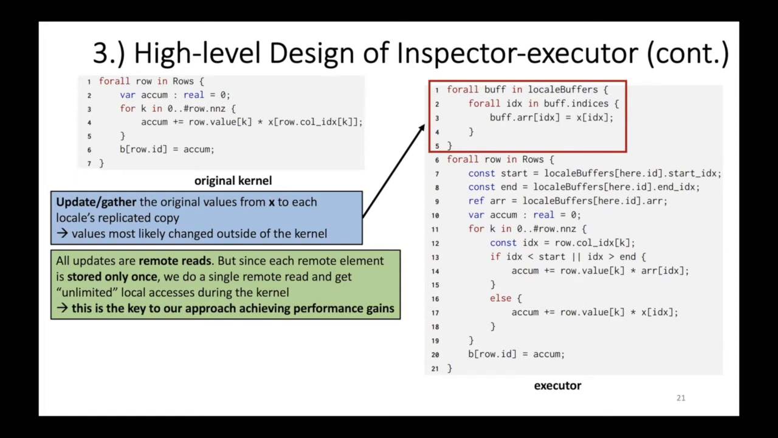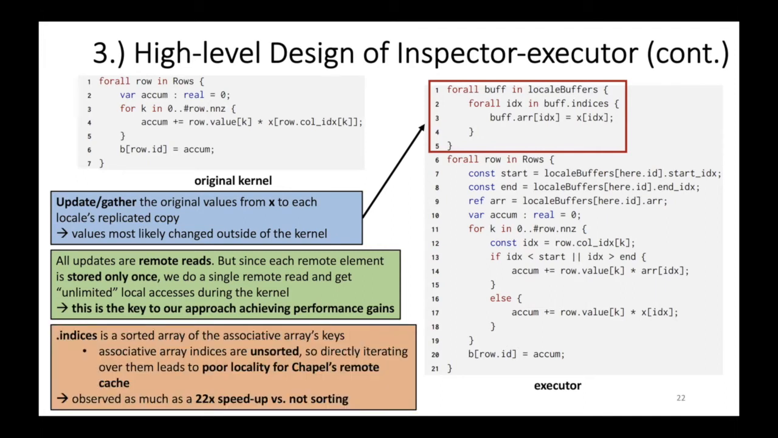And then going back to this idea of sorting the indices. If we were to just directly iterate over the associative array or associative domain in this loop, we would get pretty bad performance because the indices are unsorted. This leads to poor locality in Chapel's remote cache. So if we sort them up front, we see as much as a 22x speedup versus not sorting. And this is total runtime execution, not just for this routine.